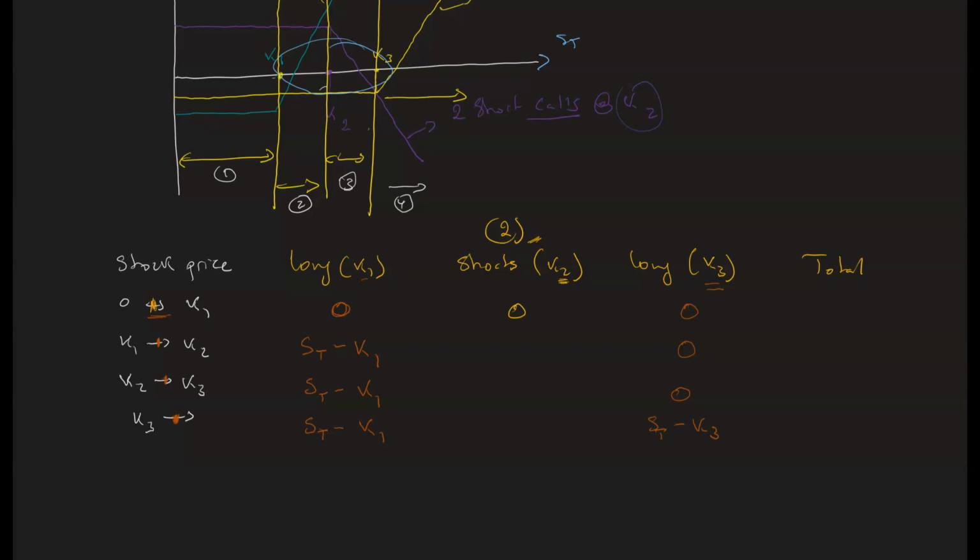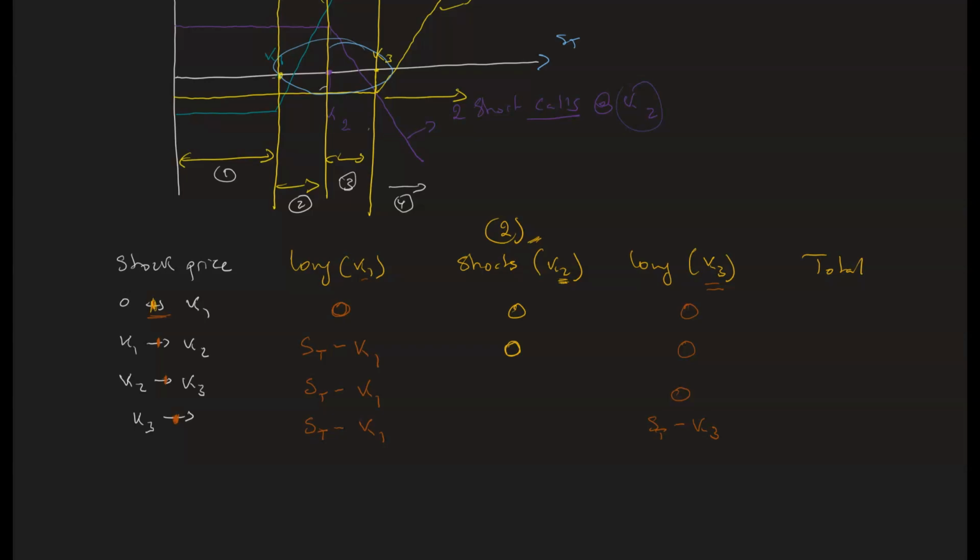The same applies for the window that's between K1 and K2. Between K1 and K2, the stock price is still less than K2, so the long is not going to exercise, which means that the payoff is going to be equal to 0. The same here, so that's going to be 0 here as well.